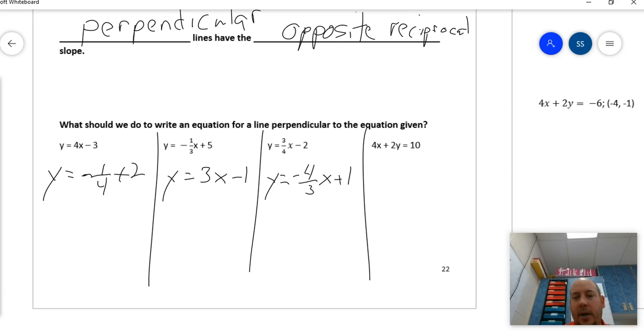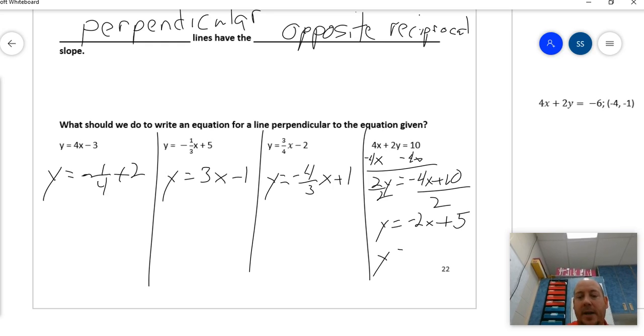And this one, again, if I need to get it in slope-intercept form, subtract 4x. So 2y would equal -4x plus 10, and divide by 2. So I'd have y equals -2x plus 5. So if I wanted a perpendicular line, I'd have positive, and 2 would become 1/2, so opposite reciprocal, and then just a new y-intercept. So again, perpendicular, the slope changes to its opposite, meaning positive to negative or negative to positive, and reciprocal, we flip the rise and the run around. So 4 over 1 becomes 1 over 4. 3 over 4 becomes 4 over 3, and so on.